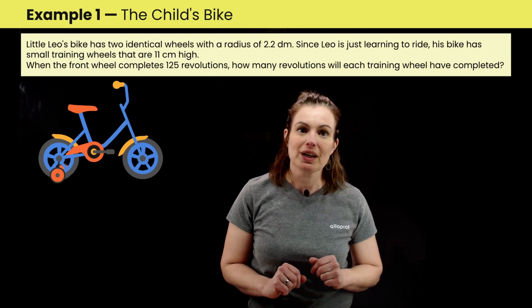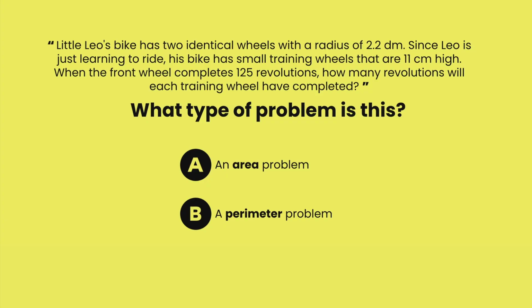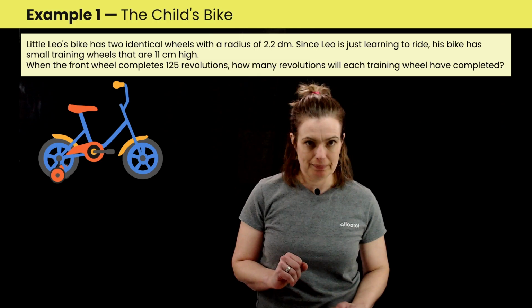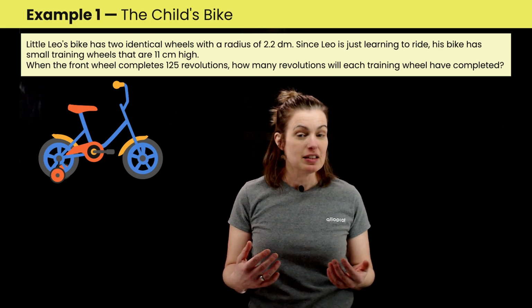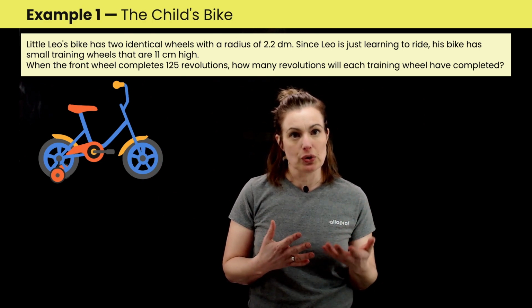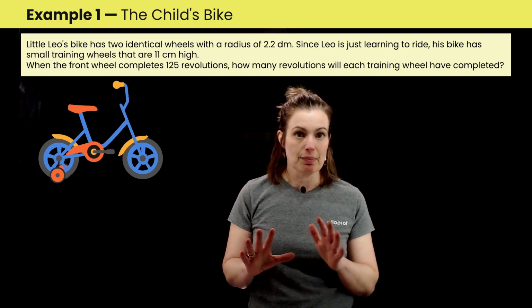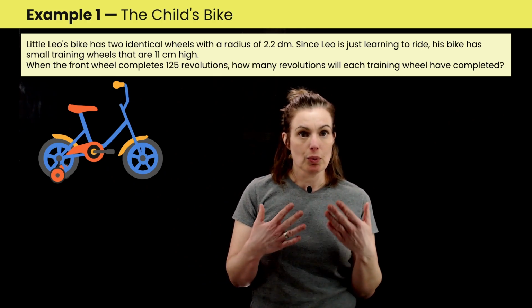Before we get going on this, I have another question for you. What type of problem is this? Is it an area problem or a perimeter problem? Definitely perimeter. This is definitely a perimeter problem, except in this case, because we're dealing with circles, we use the word circumference to describe perimeter. Same thing. So we're going to have to consider a couple of things when we're working through this problem.